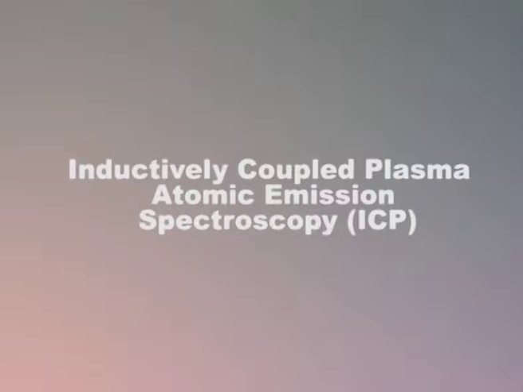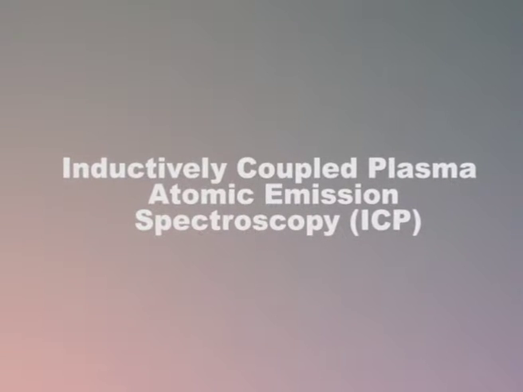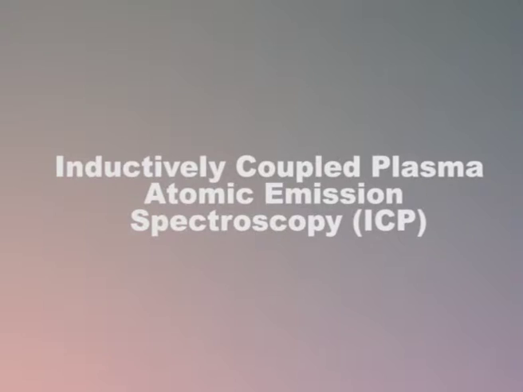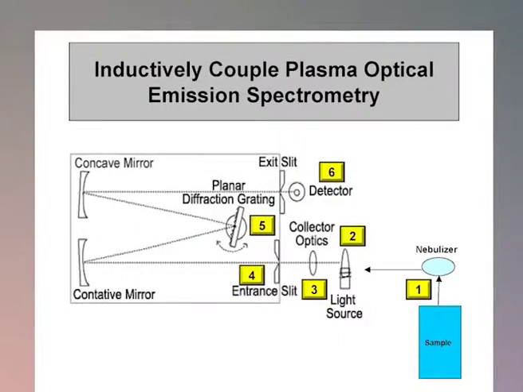Let us first come to inductively coupled plasma atomic emission spectroscopy. Inductively coupled plasma atomic emission spectroscopy, also known as inductively coupled plasma optical emission spectroscopy, is an analytical method for the detection of trace metals in glass fragments. It is a type of emission spectroscopy that uses inductively coupled plasma to dissociate the sample into its constituent atoms and ions.